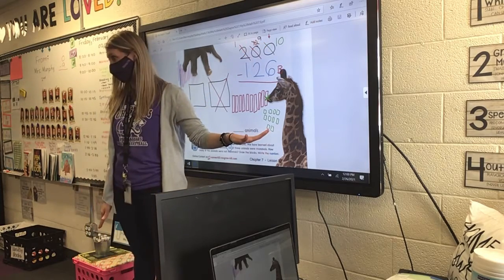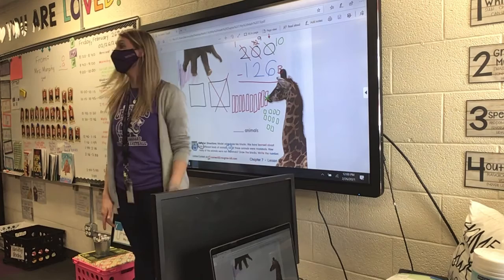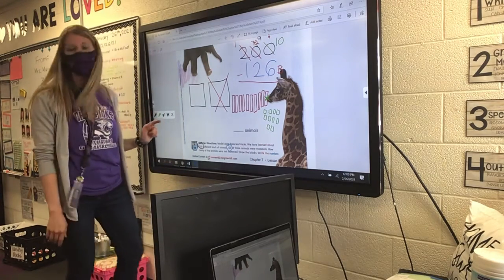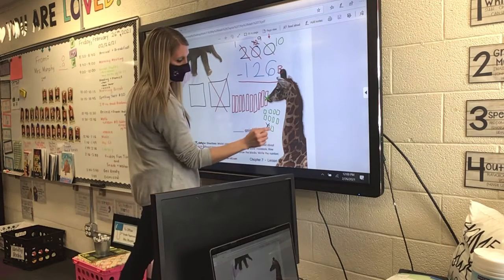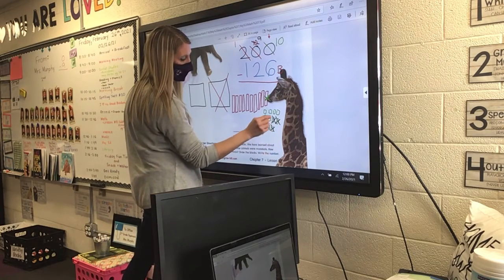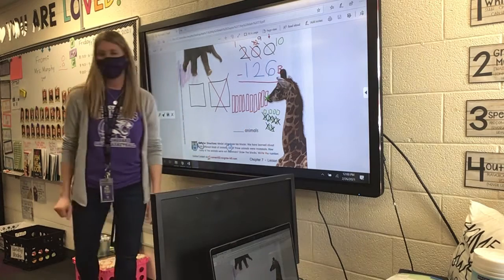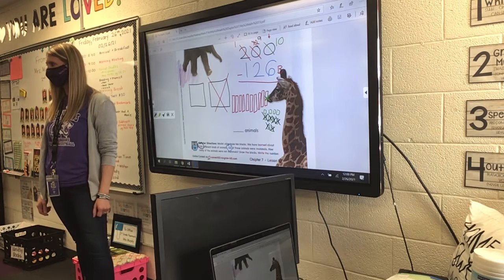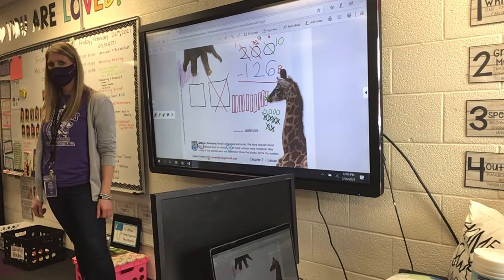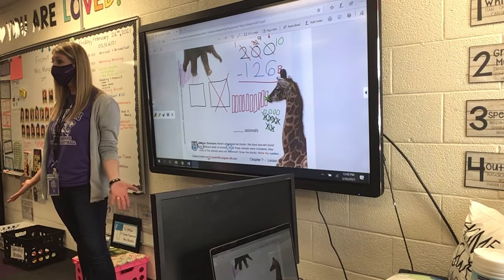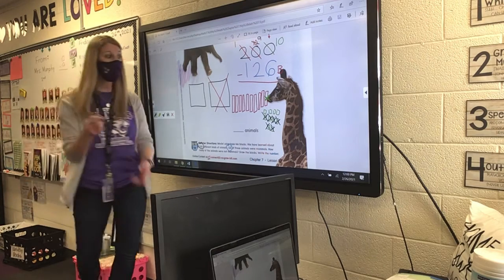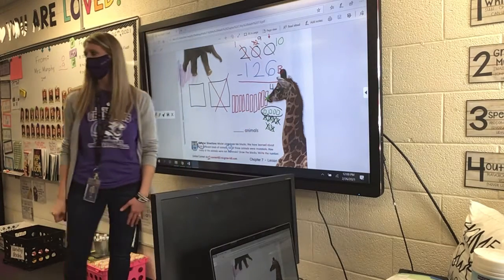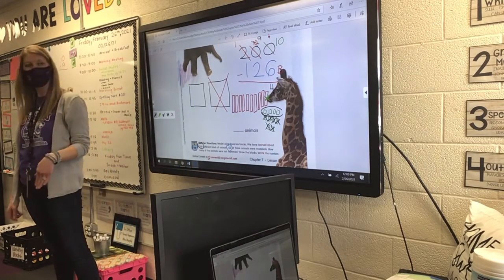I have 10 cubes, guys, now in the ones. Can I take away 6? Yes. So cross off 6 of them. 1, 2, 3, 4, 5, 6. Okay, how many are left, Mason? 4. You got it. So there's 4 left. So 10 minus 6 is 4.